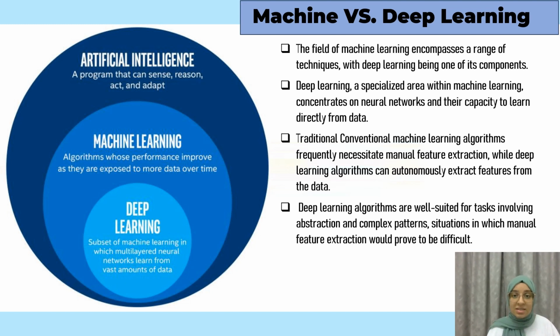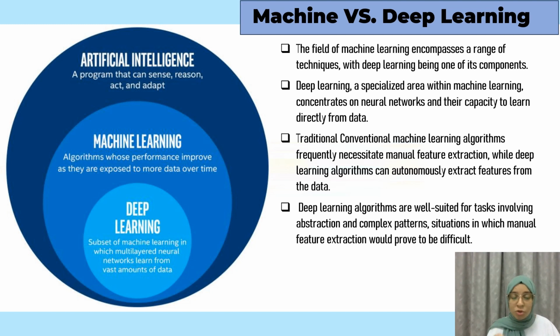Deep learning is a subset of machine learning. So when we talk about machine learning, we're actually including deep learning as well. However, when we want to compare machine learning versus deep learning, of course, we are trying to compare the traditional machine learning algorithm versus the deep learning algorithm.